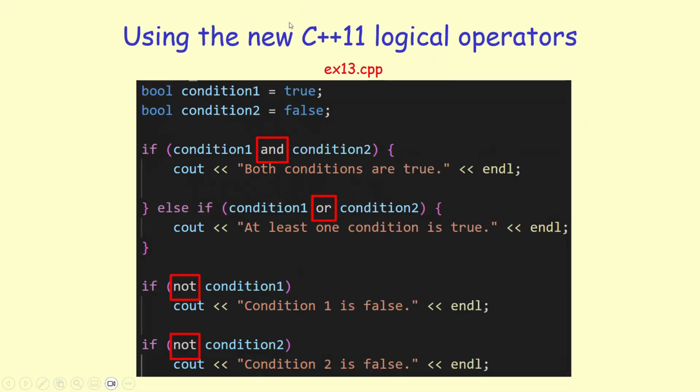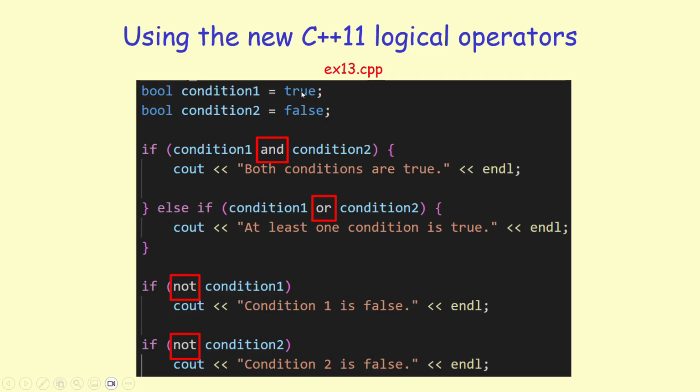As I mentioned, since C++11, the keywords and, or, and not have been added to the C++ language to mean logical and, logical or, and logical not. So here is an example where we've got two Boolean variables, condition 1 and condition 2. Assume that condition 1 is true, condition 2 is false, and we are saying condition 1 and condition 2. Again, instead of using ampersand to mean logical and, I'm using the new keyword and.